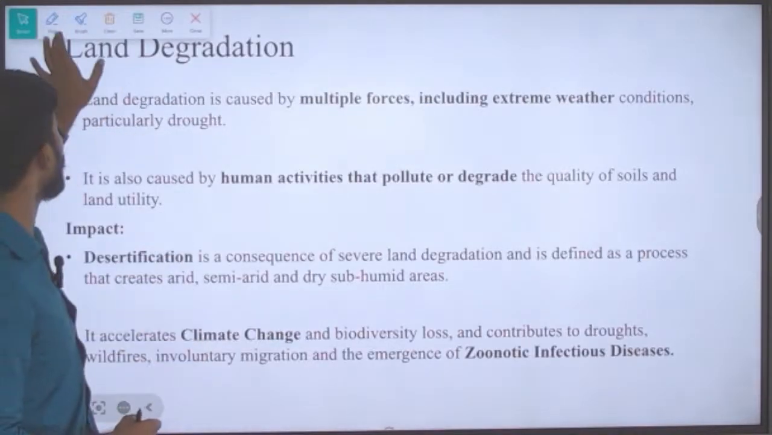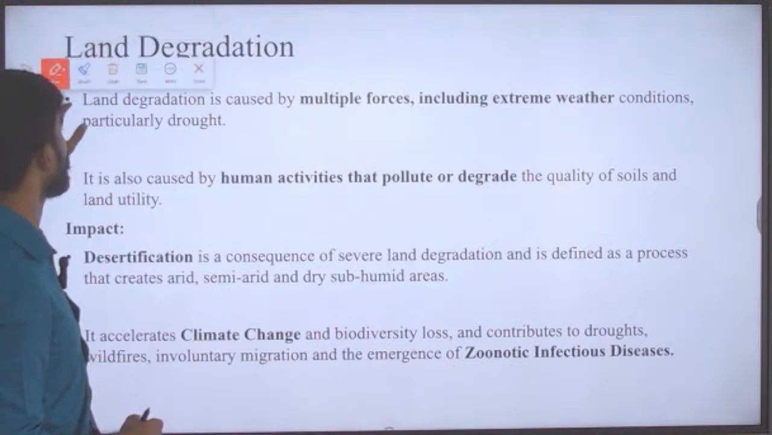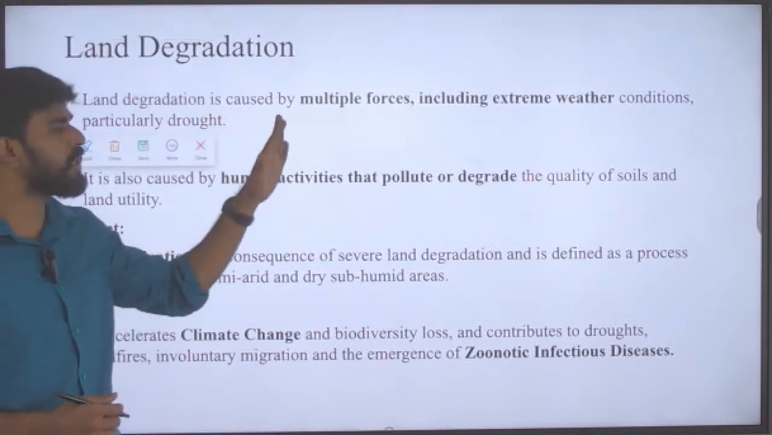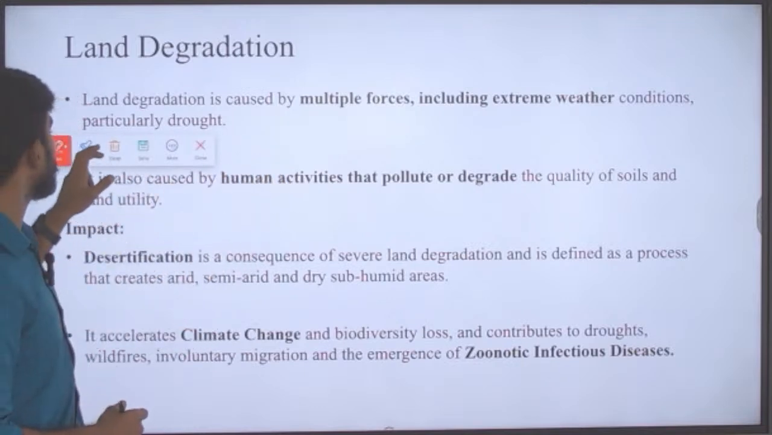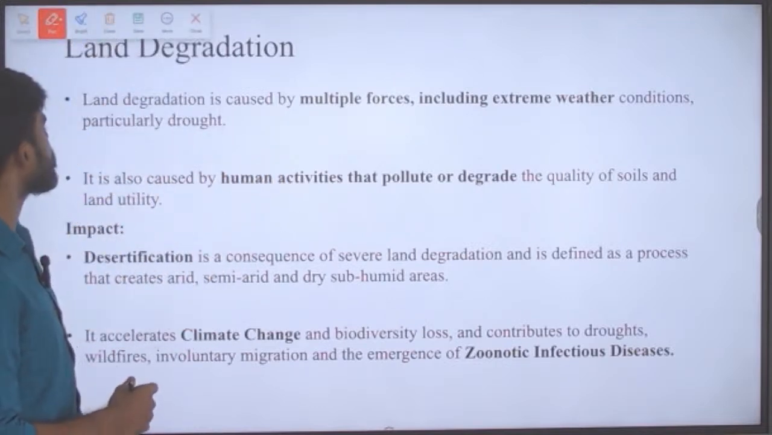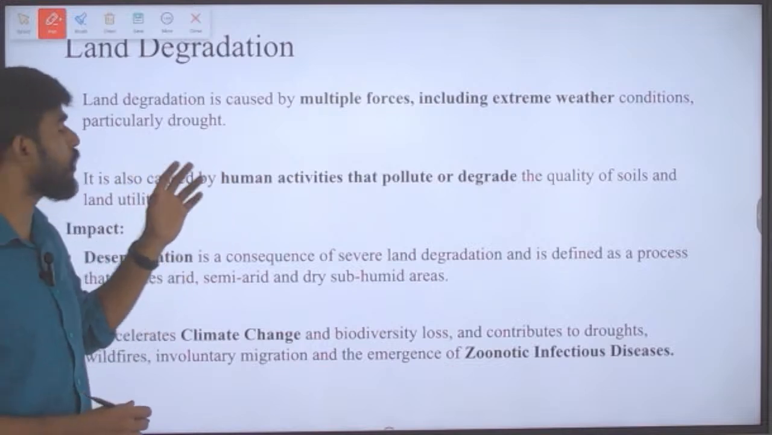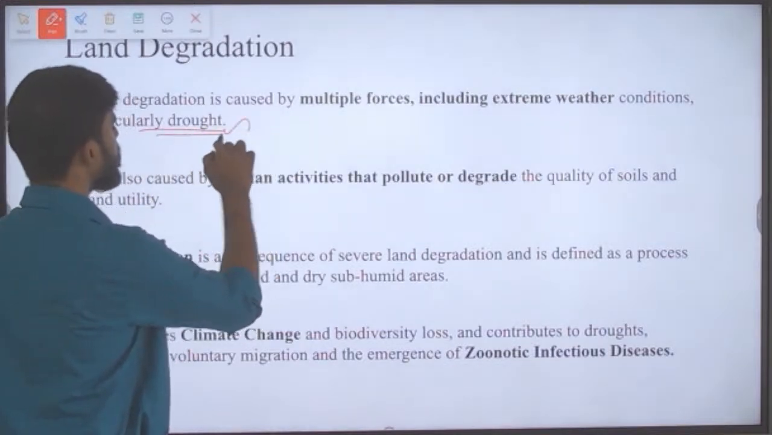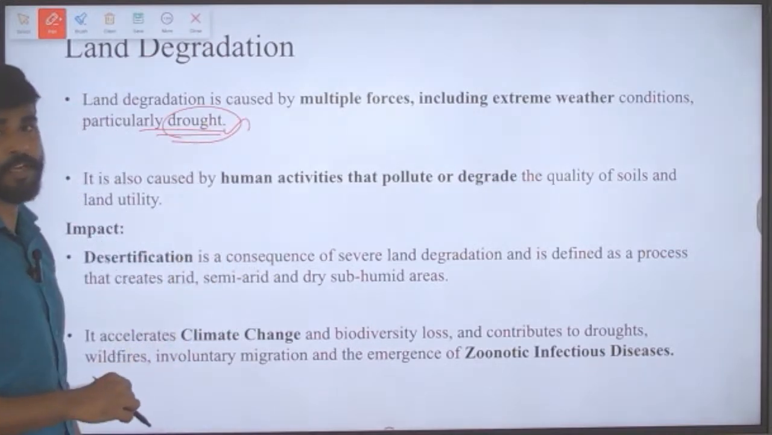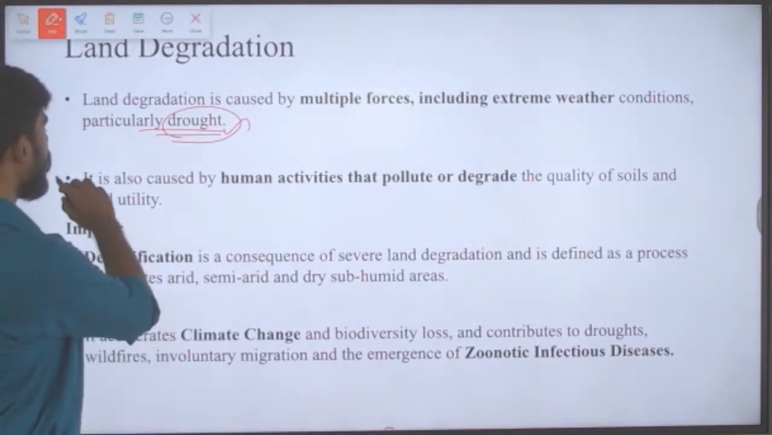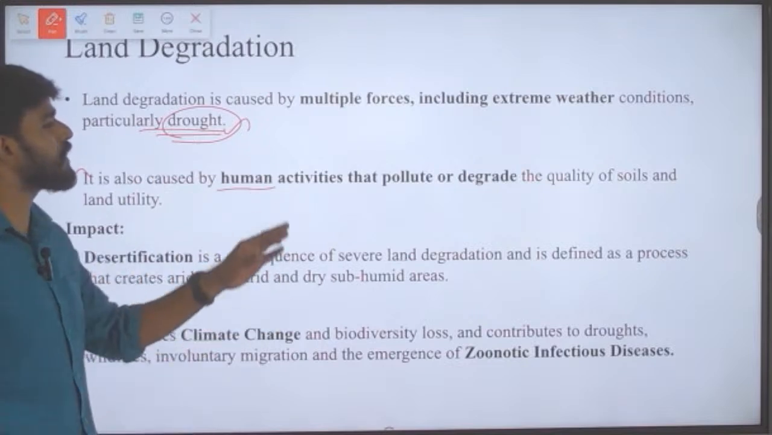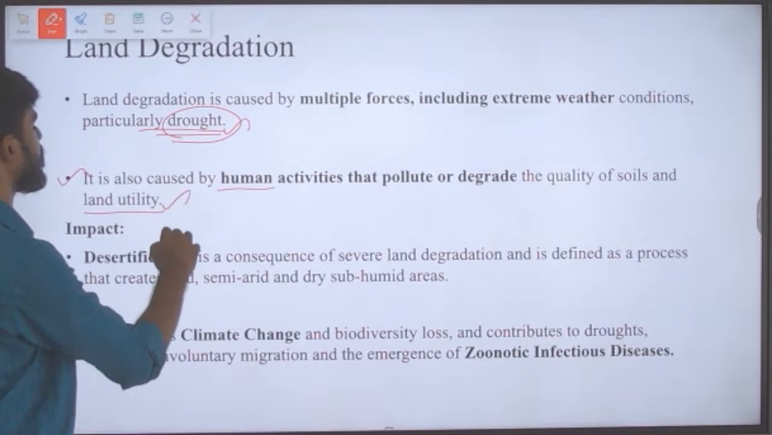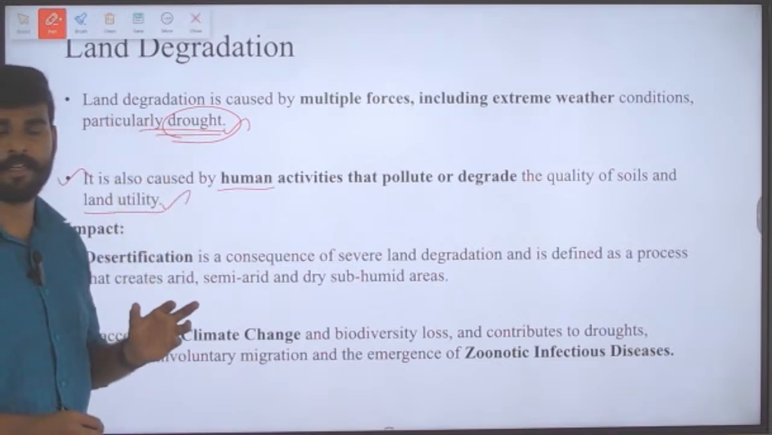So let us understand what is land degradation first. Land degradation is caused by multiple forces, which include extreme weather conditions, particularly drought. Drought is not the only cause, but it is one of the major causes. It is also caused by human activities that pollute or degrade the quality of soil and land utility. So these are the reasons why land degradation is happening.